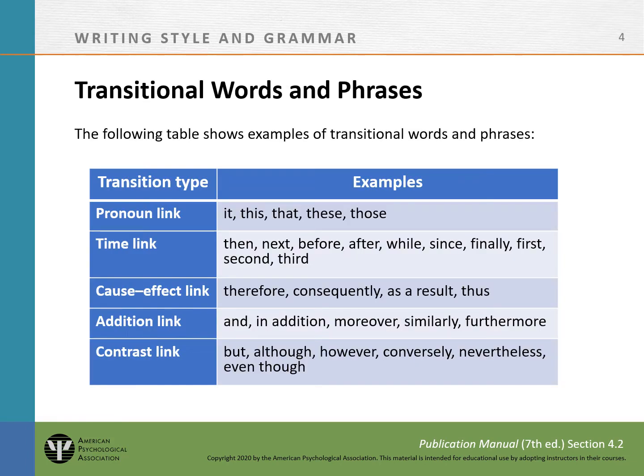The following table shows examples of transitional words and phrases. It, this, that, these, and those are pronoun links. Then, next, before, after, while, since, finally, first, second, third are time links. Therefore, consequently, as a result, thus are cause and effect links. And, in addition, moreover, similarly, furthermore are addition links. But, although, however, conversely, nevertheless, and even though are contrast links. Using these types of transitional words and phrases can make your paper easier to read.